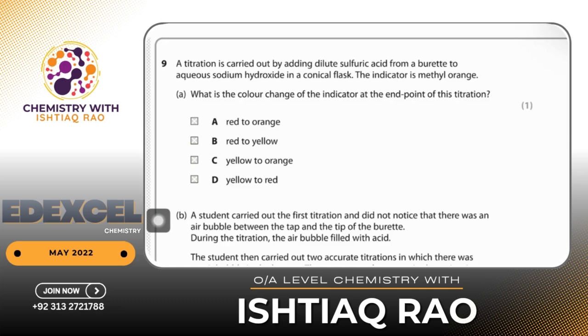Since we know that methyl orange is red in acid and it's yellow in base. So in a conical flask, I have sodium hydroxide. When you add methyl orange to the conical flask, I would see yellow color. Okay, so it would be yellow to something. We have two options, it may be C, it may be D. So it's yellow to orange.